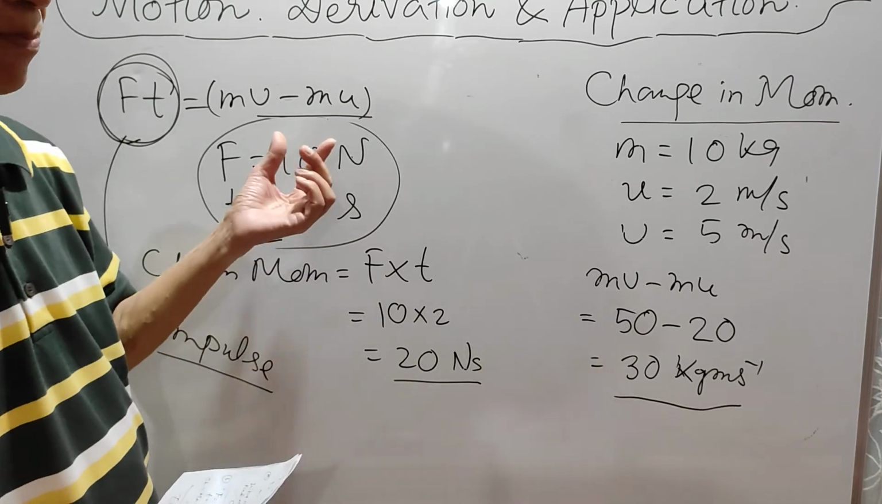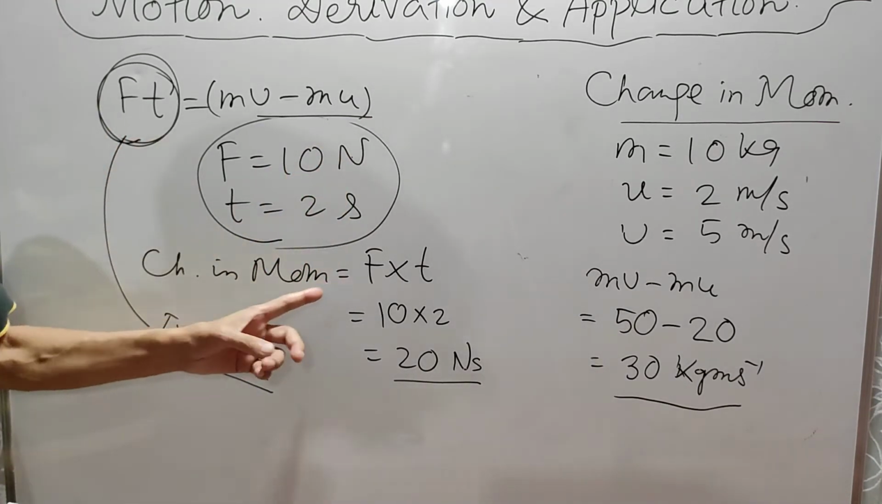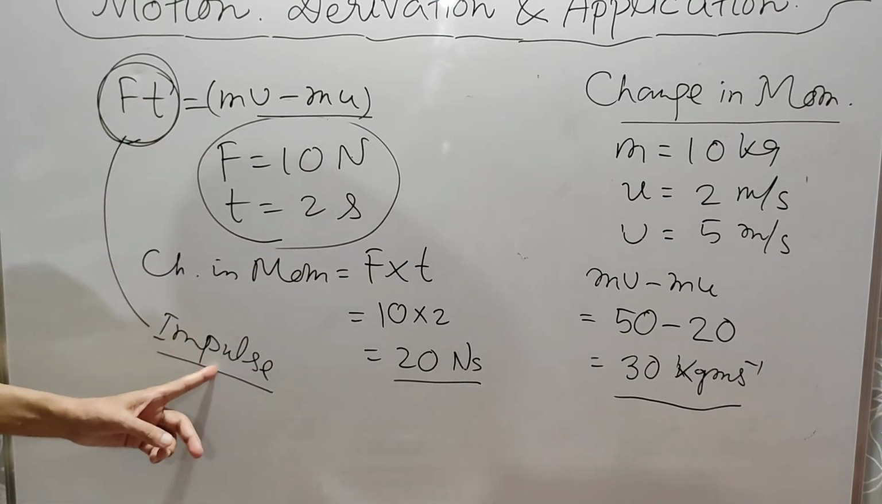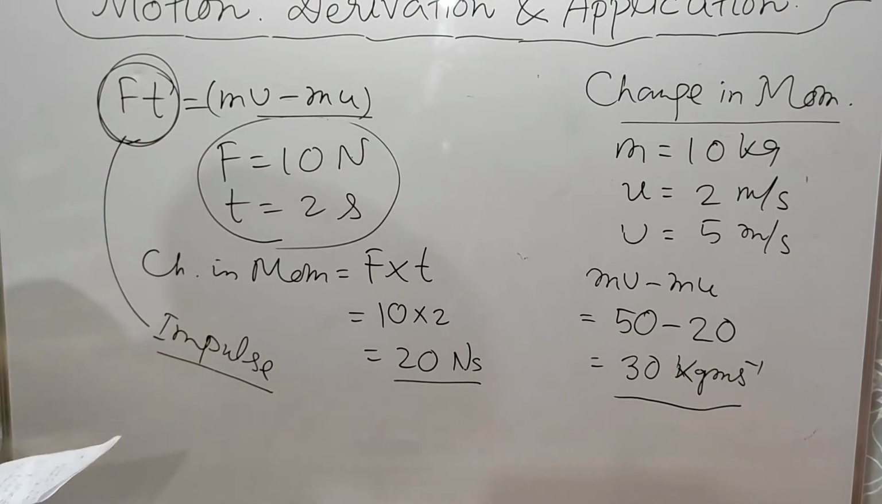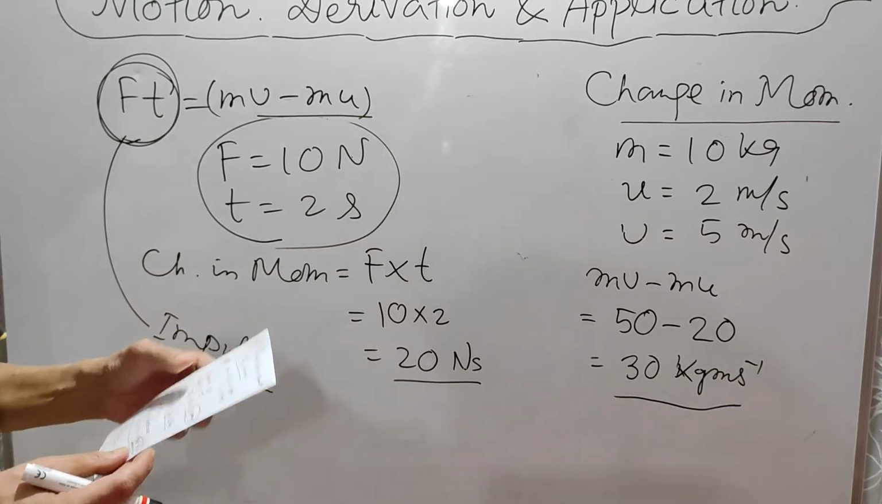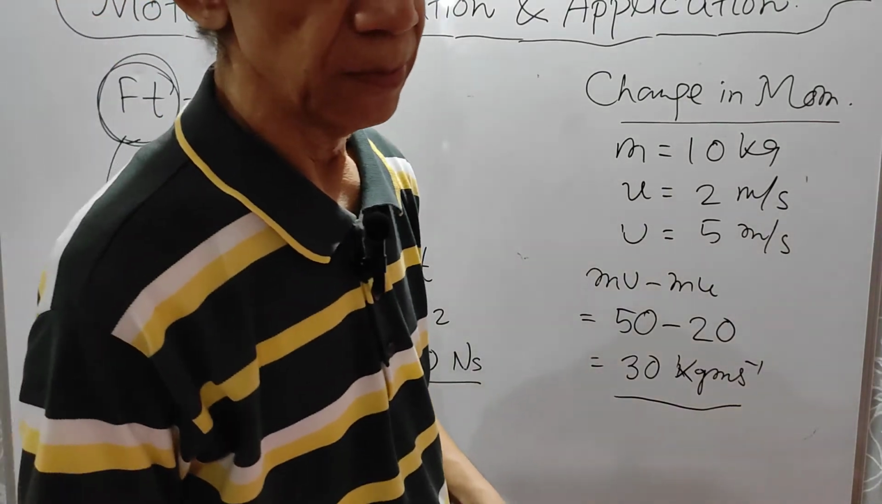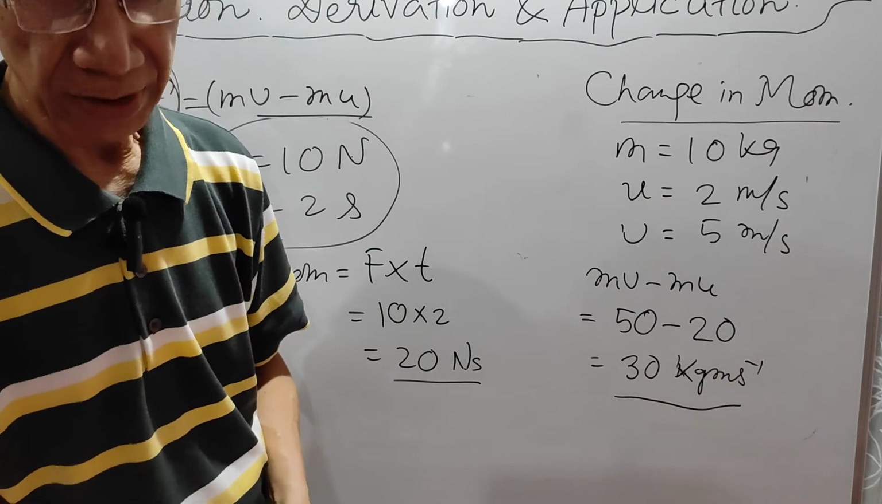Suppose you are asked, find the impulse, then Ft. Find the change in momentum, then Ft. So this F into t is also called impulse. Okay, so I hope you have been benefited by this discussion.